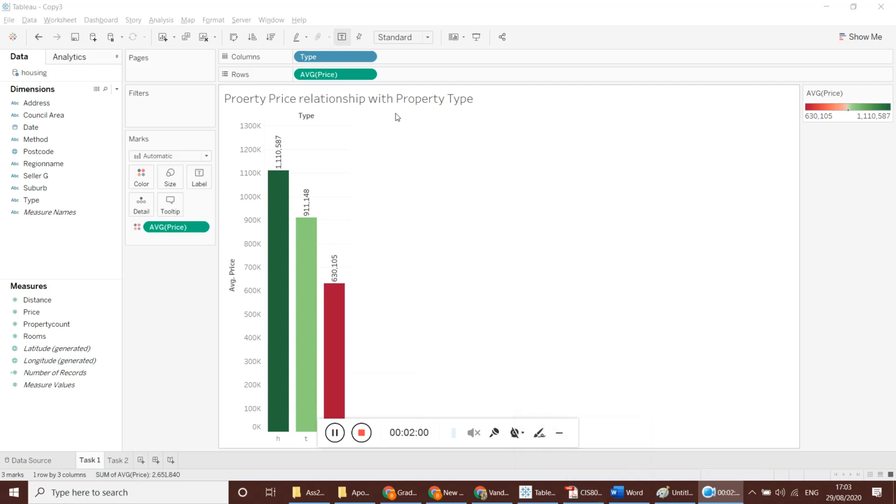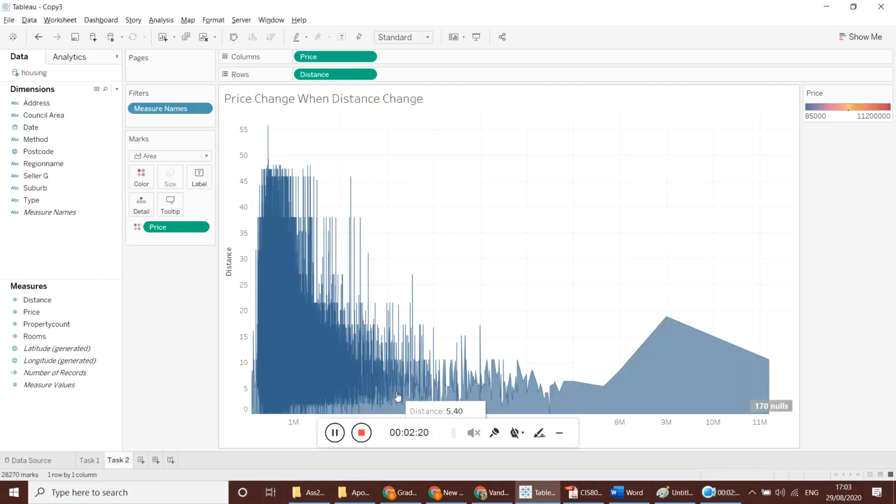If it is taken as a sum, you should mention the total value of the sales generated because of the type of houses. H means house type, T means townhouse, U means unit house. So you need to understand those things. While discussing this graph, that information should be explained.